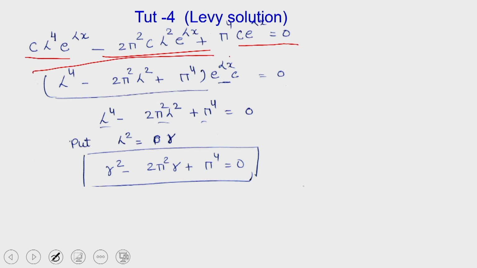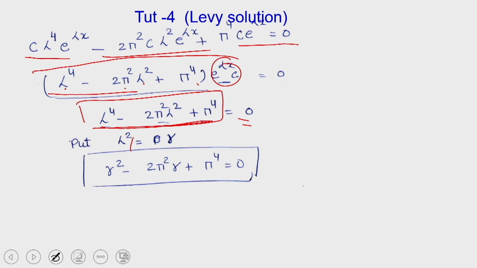So, it becomes a fourth order equation: lambda to the power 4 minus 2 pi square lambda square plus pi to the power 4, equal to 0. The exponential term cannot be zero, so one has to be this. So, from here you substitute. Sometimes if you have this kind of equation, if you have a program or something, you can directly evaluate the four roots of that fourth order equation, or you convert lambda square equal to r and it becomes a quadratic equation.